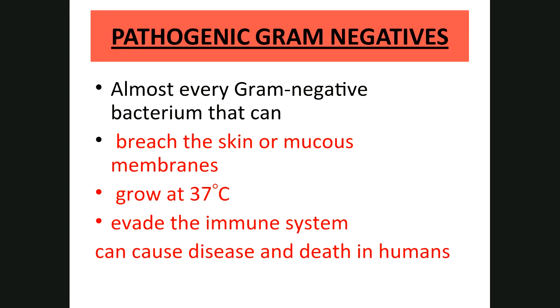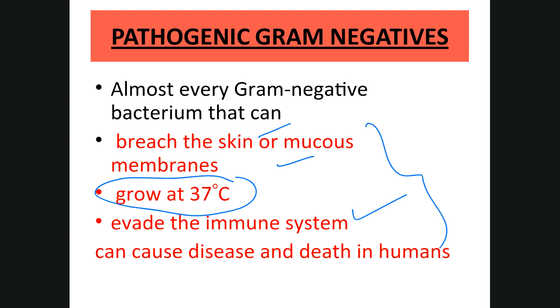The organisms, gram-negatives, can gain access to the body through some type of mechanical injury in the skin or mucous membranes. The organisms can grow at 37 degrees, which means that they can grow in our bodies, and they are pretty good at evading the immune system. So all gram-negatives that can do these can cause disease.